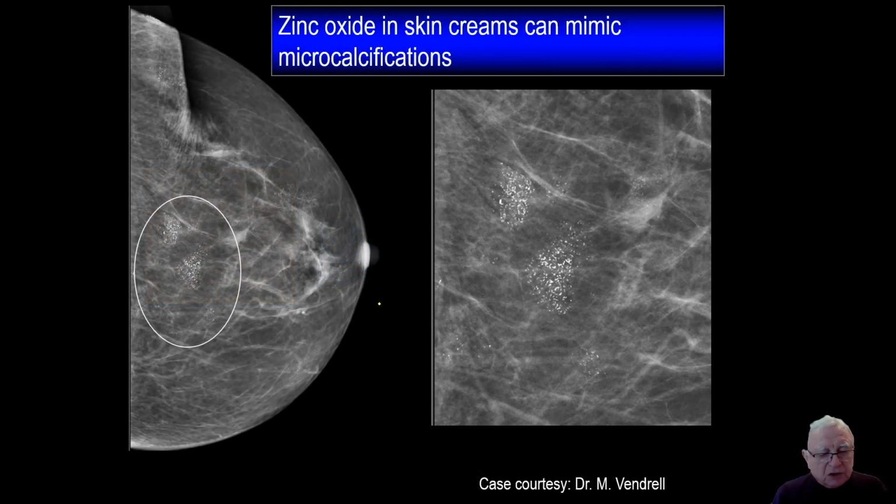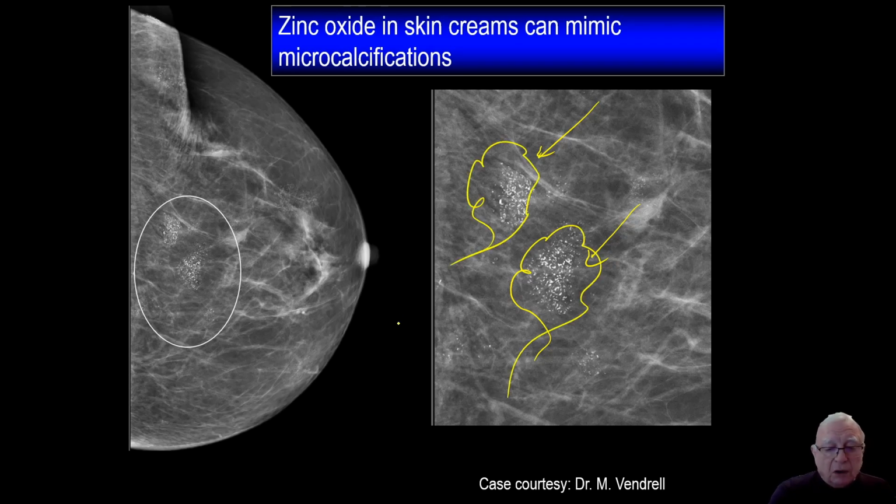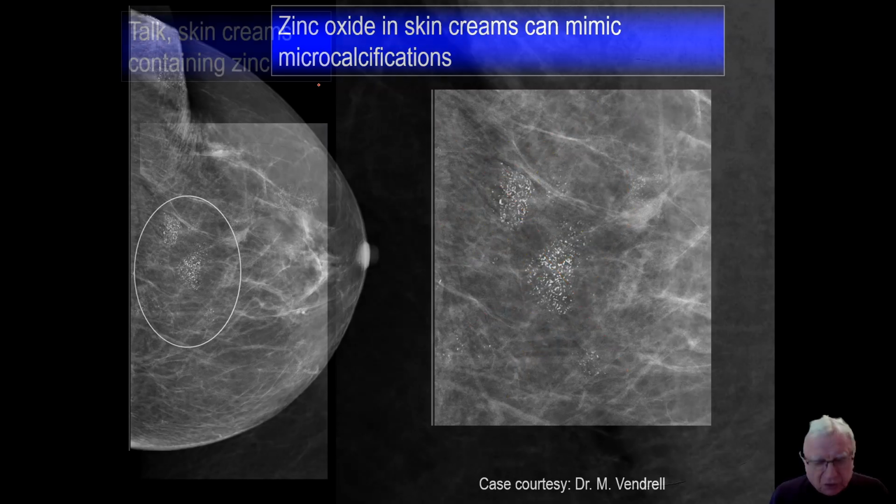Teach your technologist. Dr. Vendrell was very kind to donate this for teaching. Look at this. These are certainly localized in clusters, and they vary in size and shape. Anxiety level goes up. Are these within the TDLUs? No, sir. So the technologists have to educate the female population. Please don't use creams, ointment, which contains zinc oxide.